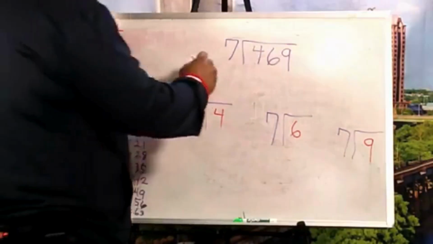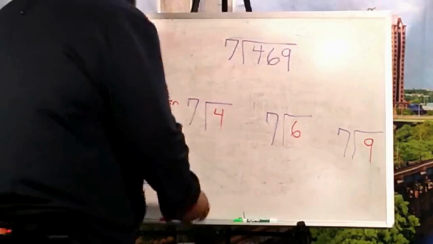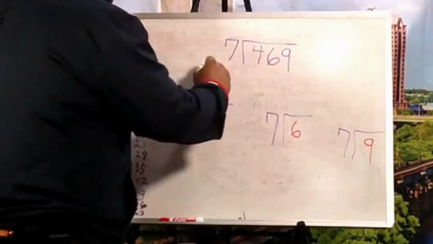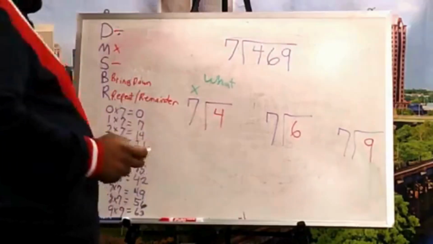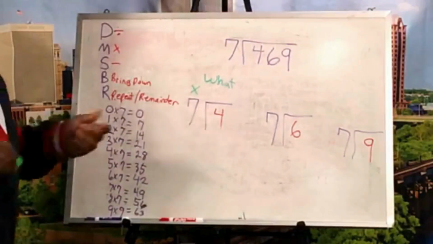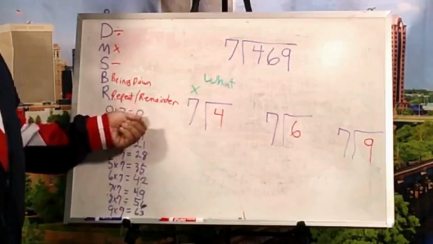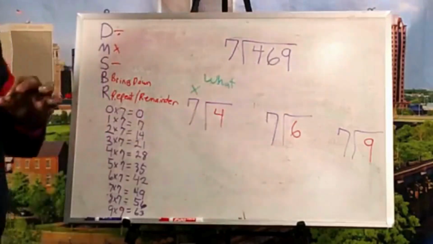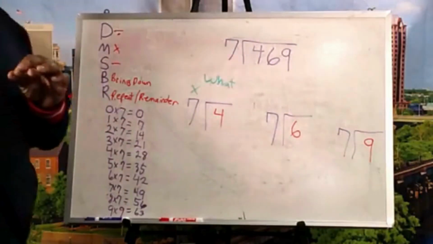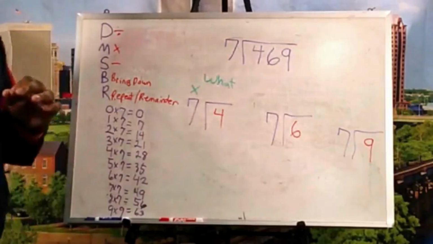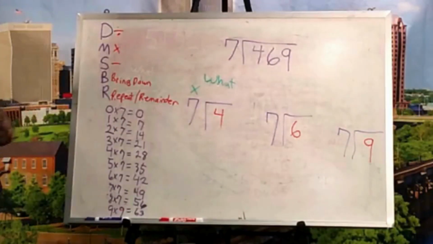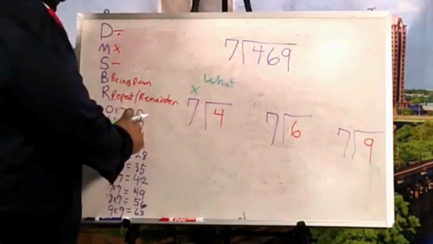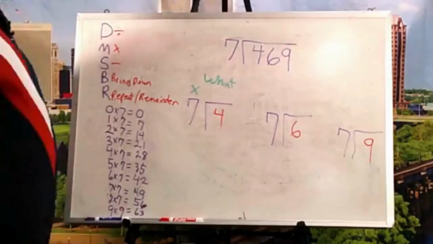And the first question I ask myself, what times 7 gives me close to 4 without going over? I look at my answers, okay? Over here is my answer. The answer to a multiplication is either a factor or a multiple. So this is what we're looking at. So what times 7 gives us 4? 7 has gone what? Over. We can't use that one.